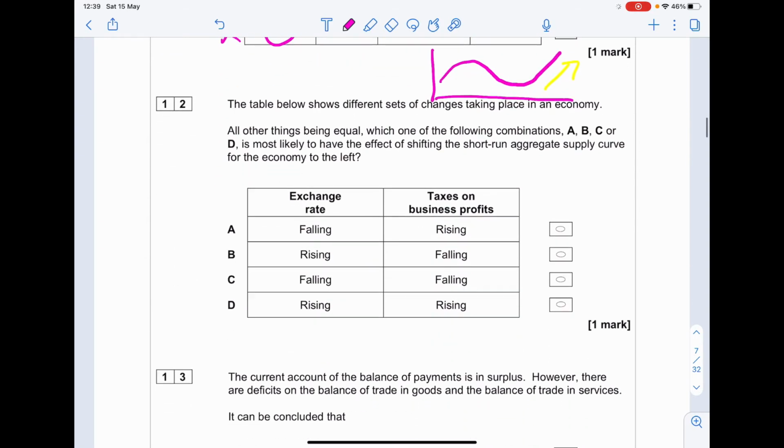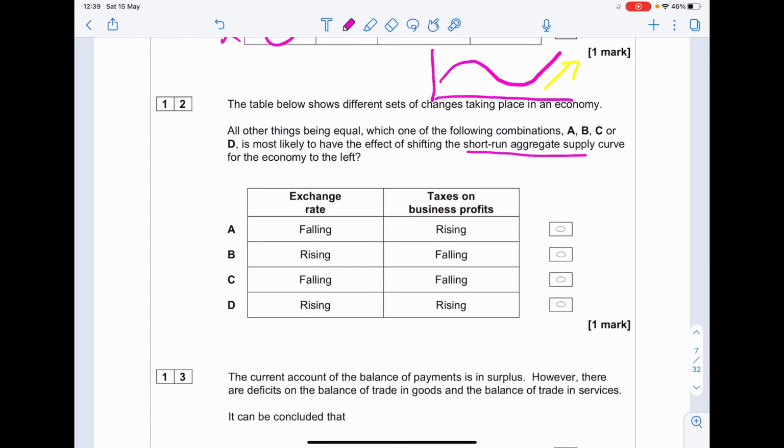Number 12, the table below shows different sets of changes taking place in the economy. All other things being equal, which one of the following combinations is most likely to have the effect of shifting short run aggregate supply curve to the left.